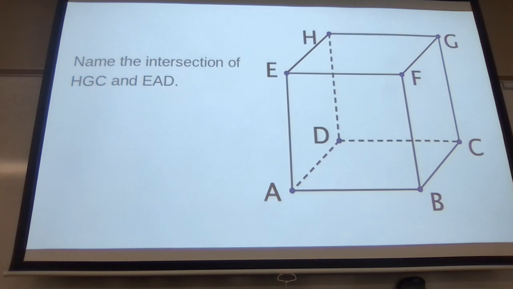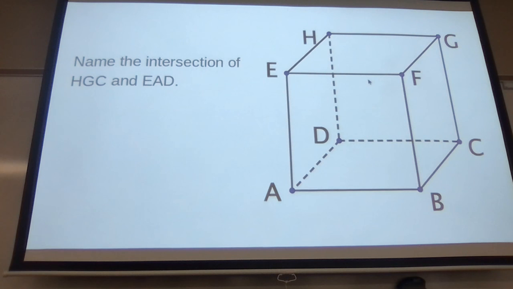All right, I think this is our last one. They want the intersection of plane HGC and plane EAD. Once again, two planes intersecting, their intersection is going to be a line. We want to figure out what that line is. So plane HGC is here. Those three points form this back plane. And then EAD is over here on the left. That forms this left-hand plane. So in your head, don't say it out loud, figure out where this left-hand plane and the back plane intersect.